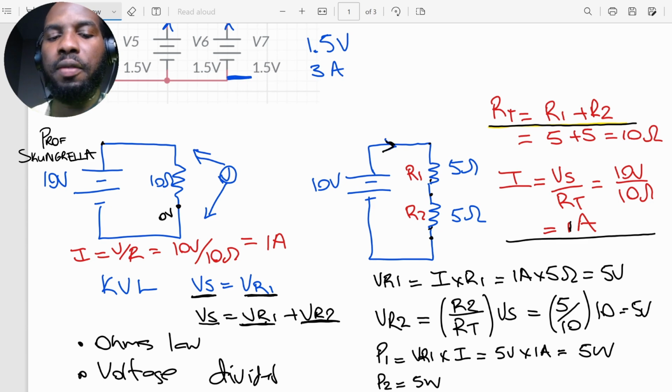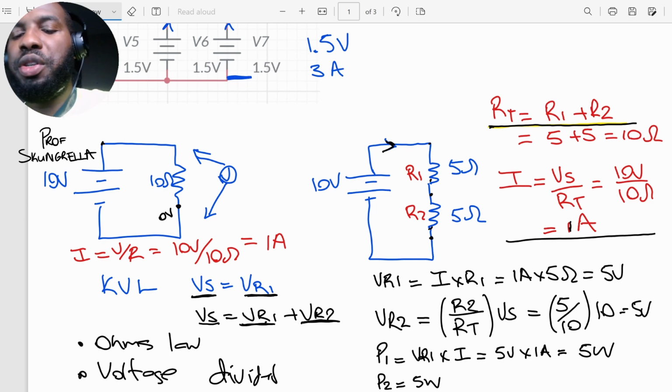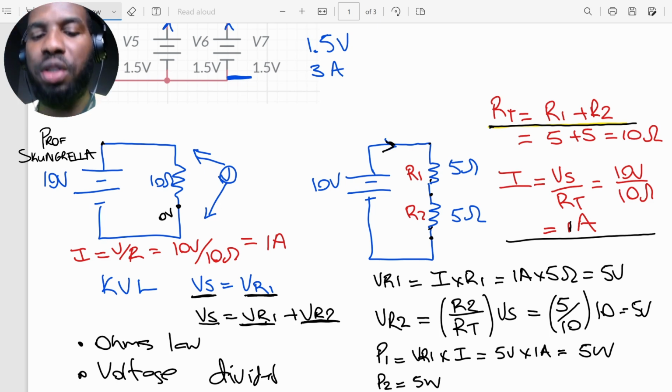All right, so again, just to reiterate, in a series circuit, the total resistance is the sum of the resistors. The current is going to be voltage over resistance. The voltage drops we can find independently using Ohm's law or using the voltage divider equation. And power is going to be independent for each resistor, and the total power converted by the resistors is the total power converted by the circuit.